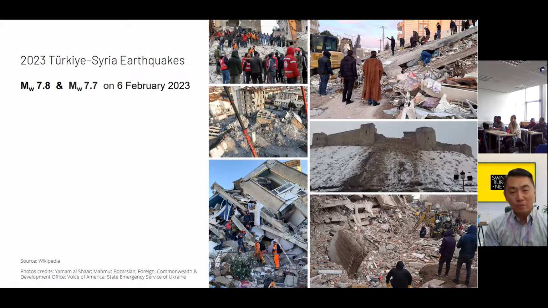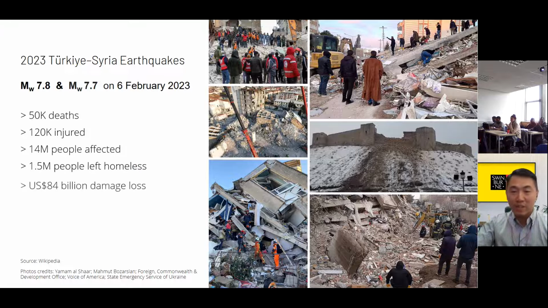So let's start with this slide. That is a very recent earthquake that occurred in Turkey just early last month. There were actually two major earthquakes on the first day of this series of earthquakes. The first one was magnitude 7.8, and the second one was magnitude 7.7. And the sad thing is that it took away more than 50,000 people's lives and injured more than 120,000 people, and millions of people were affected, and more than 1 million people were left homeless.